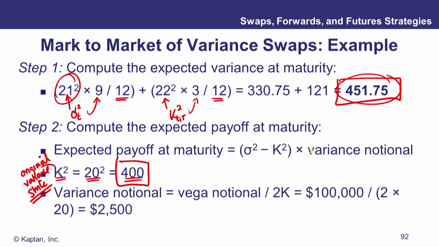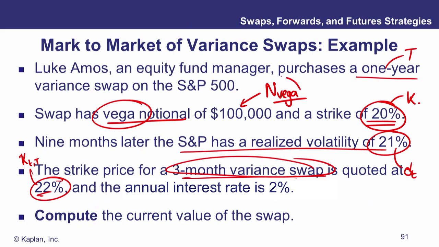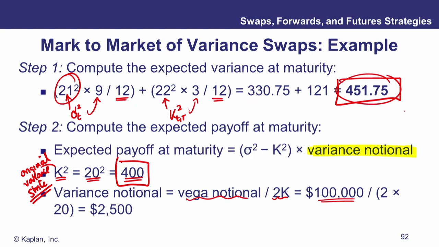We just need to get, now here's a tripwire for you, you just need to be very careful. We need to get back to the variance notional. You've been given Vega notional. You need to get back to the variance notional. And it's that adjustment again, isn't it? How do we get from Vega notional to variance notional? We divide by 2 lots of the original strike volatility. So $100,000, that's the Vega notional given on the previous slide, divided through by 2 lots of the original strike volatility. 2 lots of 20, that's $2,500. That's your variance notional based on that Vega notional.